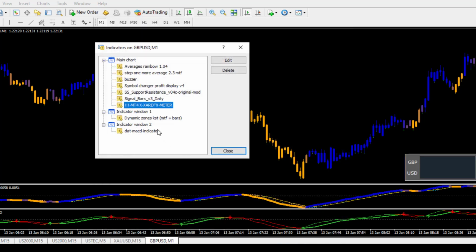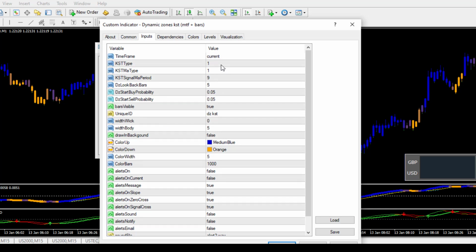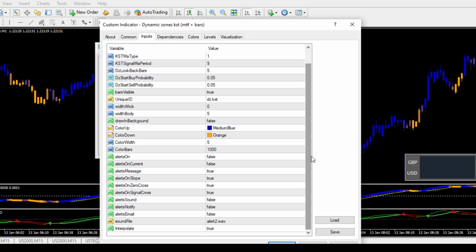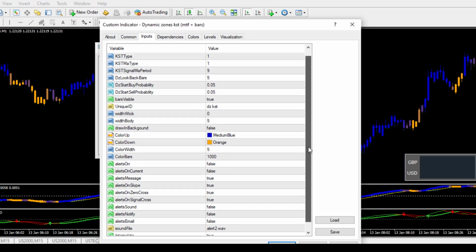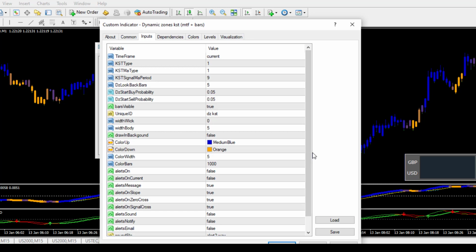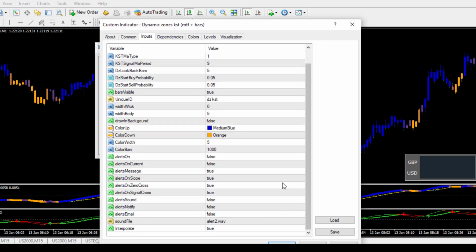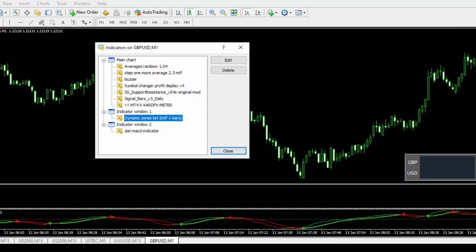Then the other indicator we have here is the dynamic zones indicator, and here are the values. You can just pause the video and enter the values. So once you are done, just click OK also.